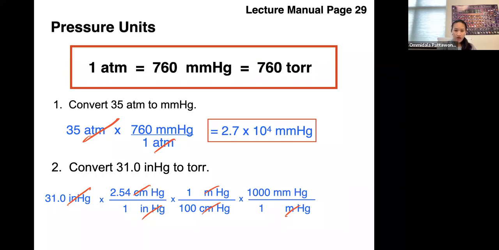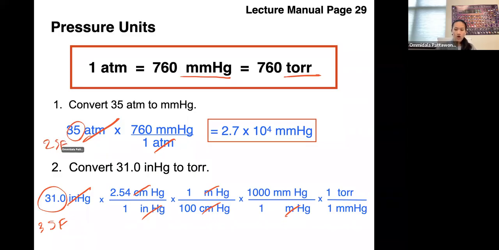You are then left with millimeters, but we are not going to stop here because we want torr. The last conversion is a 1-to-1 ratio between millimeters of mercury and torr. You can just use 1-to-1, or you can use 760 and 760. That is fine as well; it's still a 1-to-1 ratio. If you look at this, the given number contains 3 sig figs, and this one is 2 sig figs. Therefore, the final answer should contain 3 sig figs, with the proper unit.